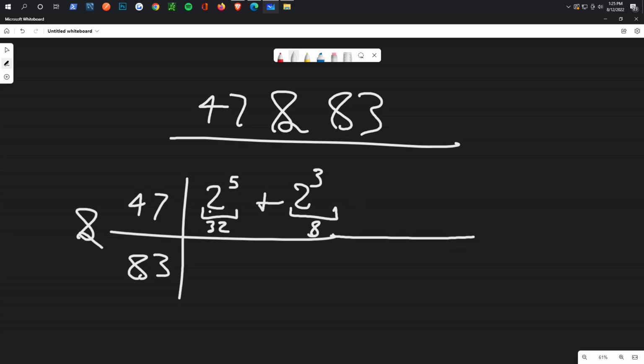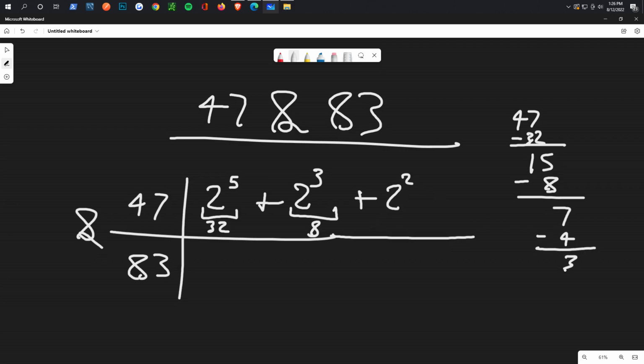Now we're going to have 47 minus 40, which is now going to be, let's just keep track, 15 minus 8, which is 7. And the biggest power of 2 we can fit is 4. The biggest power into 3 that we can fit is 2. And then the biggest power of 2 that we can fit into 1 is just 2 to the 0. So we're good right there. And now once you hit 0, you know that you're good. As for 83, we can do the same exact thing.